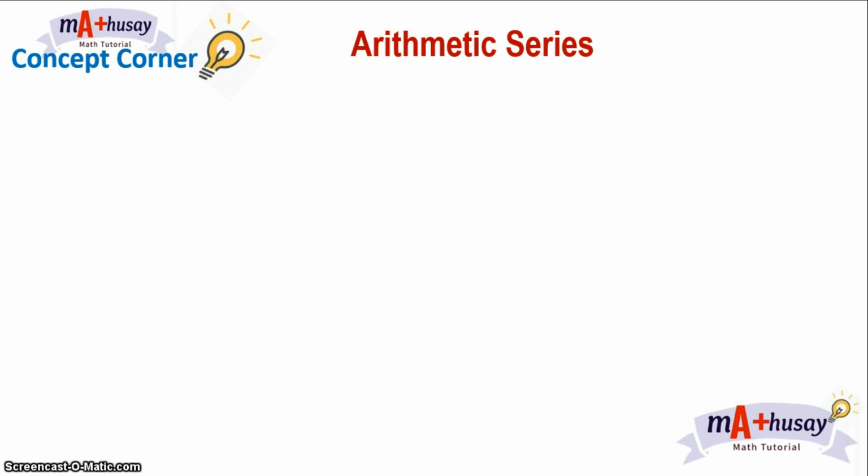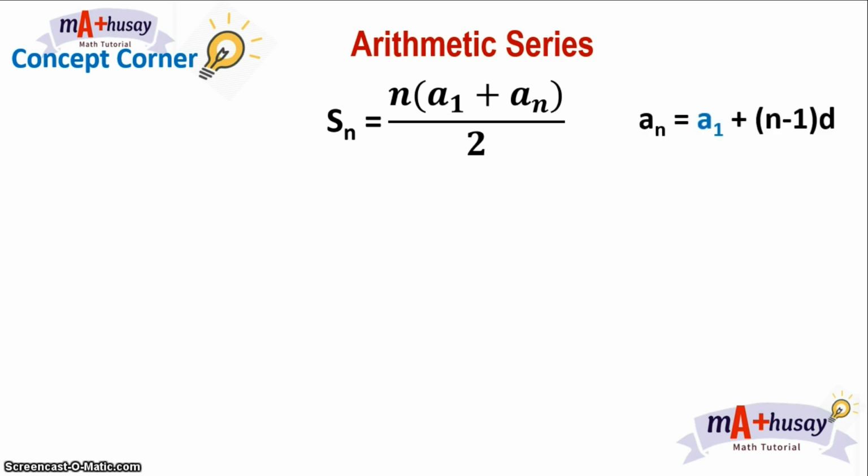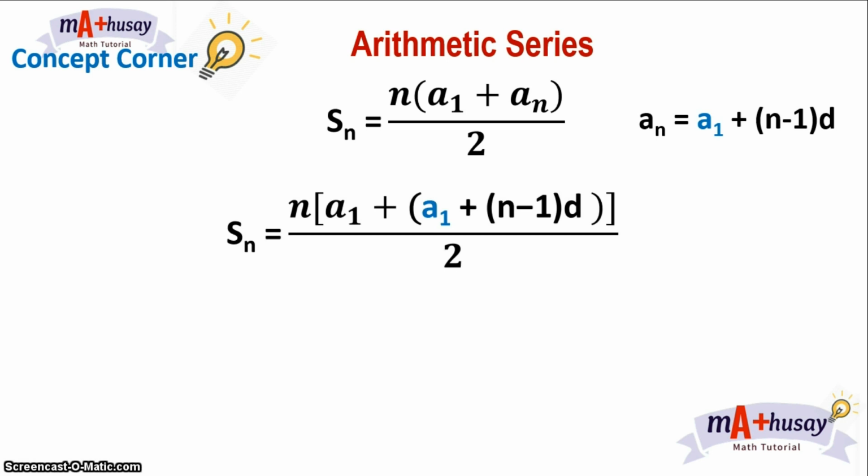There are times the formula S sub n equals n over 2 times the quantity of the first term plus the last term cannot be used if you don't know the last term. So, we know that a sub n is the same as a sub 1 plus the quantity of n minus 1 times d, which is the arithmetic sequence formula. So, we plug in a sub n with a sub 1 plus the quantity of n minus 1 times d.